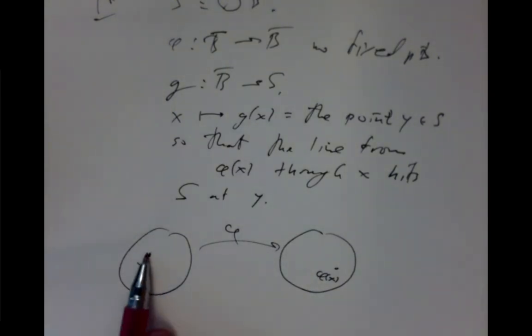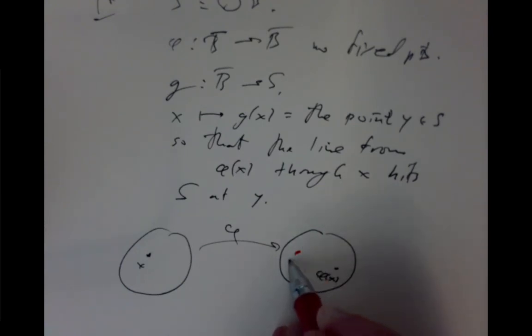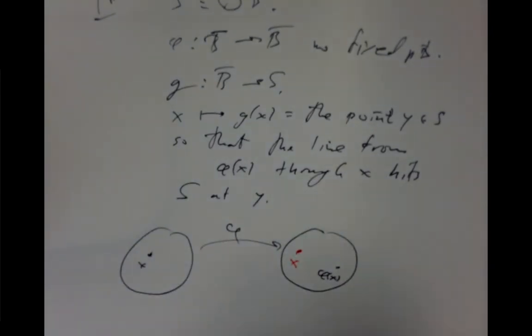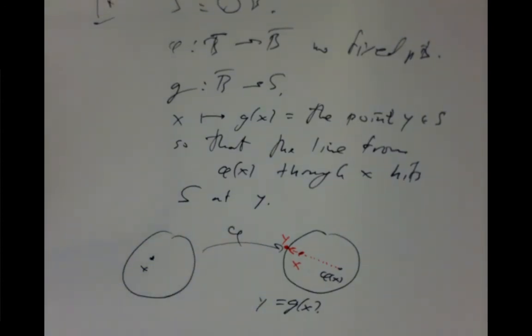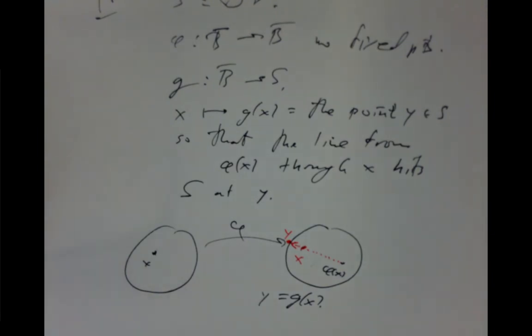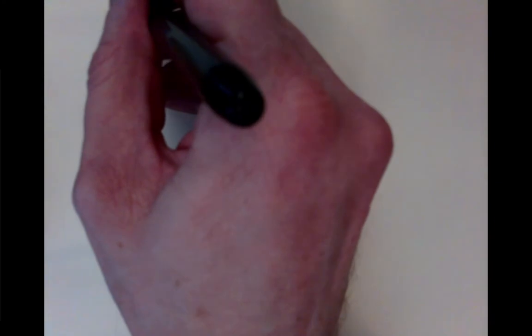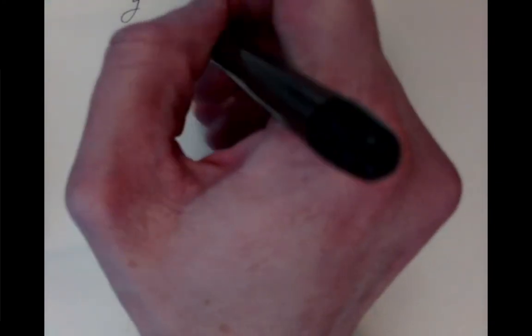So let's draw that same point x, a second copy of it, and then we go along the line from phi of x through x and hit a point y on the boundary. That point we'll call G of x. Y equals G of x. So that gives us a map G taking the solid ball to the boundary of the ball. I won't prove that the map is smooth. I'll leave you to check that, and we'll try to understand something about its behavior. By Sard's theorem, G has a regular point.